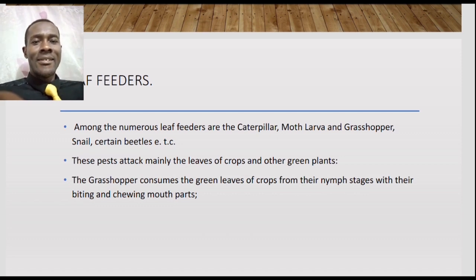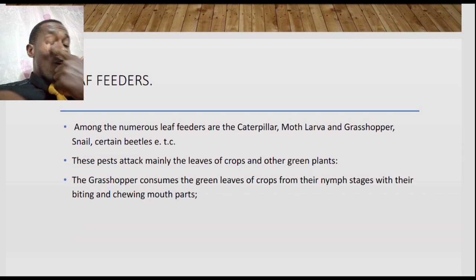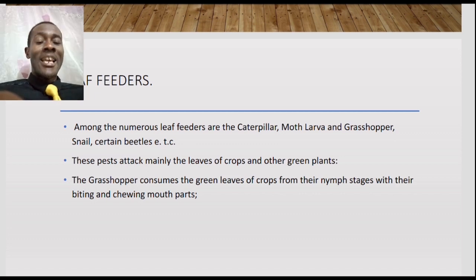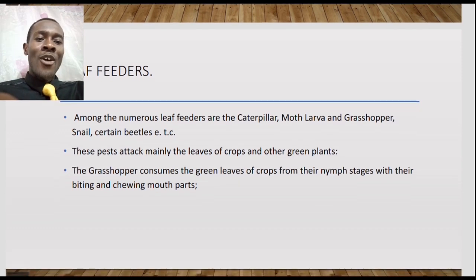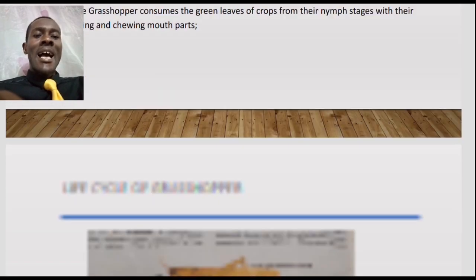And in order to tackle the issue of grasshoppers, we are going to look at the life cycle, because one of the ways of understanding crop pests is to look at the life cycles of this pest in order to understand them and to know when they attack crops. It also helps in pest control. If you can understand the life cycle of pests, you can easily control them at one of their stages or the other. So let's look at the life cycle of a grasshopper.